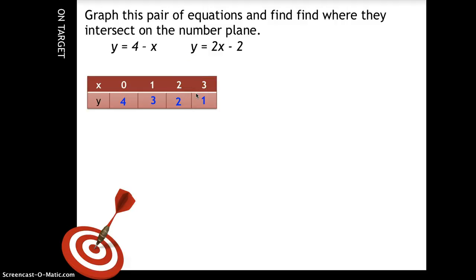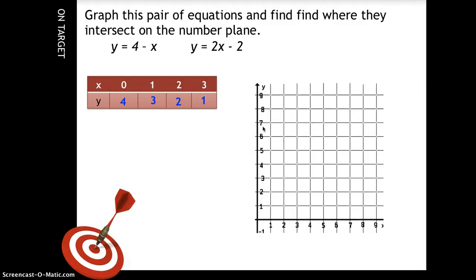Now that I have completed my table for 4 values of x, I can now graph it using these 4 points. Okay, so the first point is 0, 4. It's going to be there. The second point is 1, 3. 1, 3 is there. The third point is 2, 2. And then the last point is 3, 1. Okay, now I'm going to draw a line to connect the points. And once I have drawn the graph of the line, I'm going to label the line y is equal to 4 minus x.